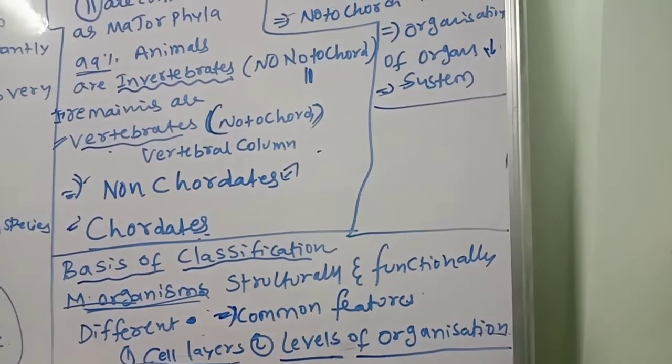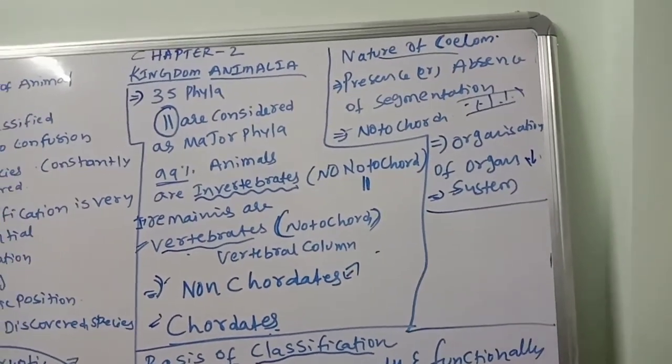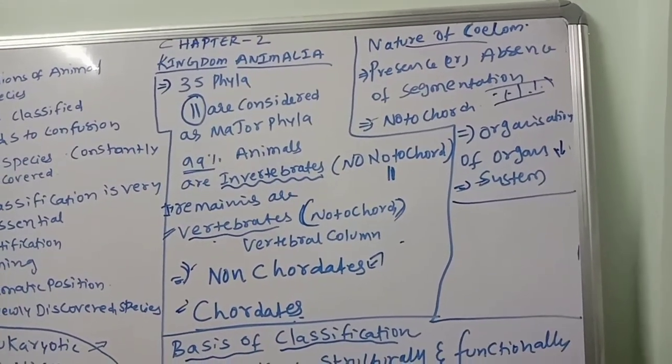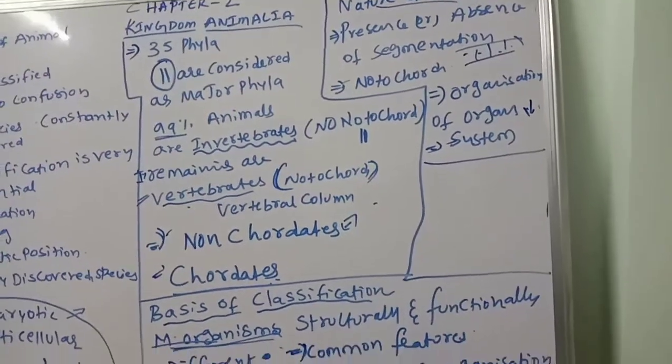Tomorrow we will discuss the levels of organization: cellular level organization, tissue level organization, organ level organization. We will discuss that in tomorrow's class.